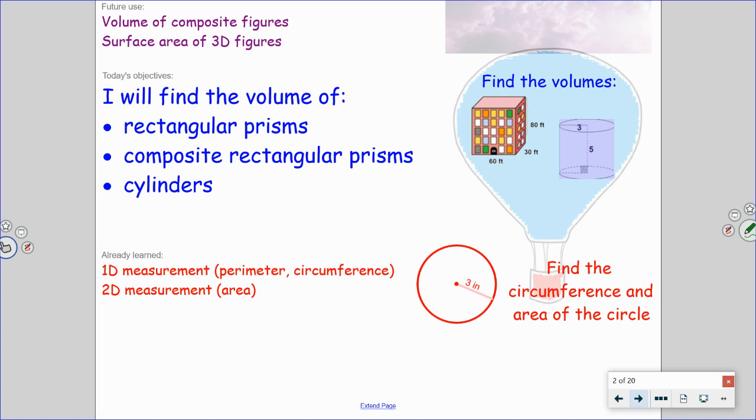So threefold goal, or you could say onefold, because really we're just trying to find volume of different shapes, both rectangular prisms as well as cylinders and composite prisms. We'll talk more about that in a second.